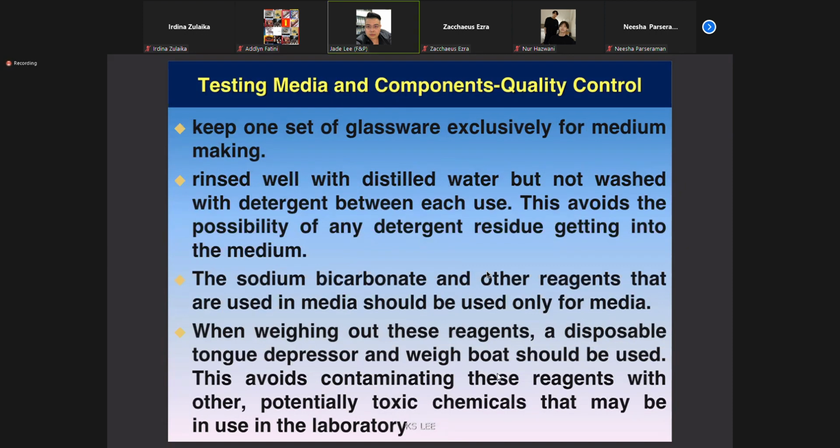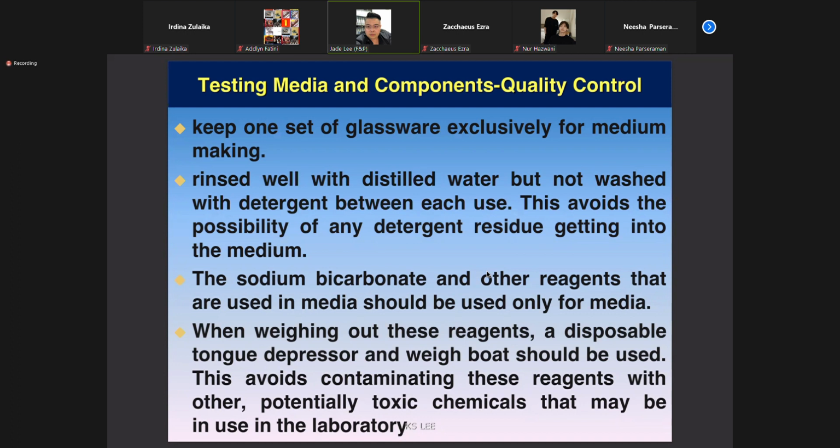So you always need to keep one set of glassware exclusively for media making. You need to rinse well with distilled water, but not wash with detergent, because detergents can stick on the wall of the glassware and be incorporated accidentally into the media, causing very severe effects on the cell. The sodium bicarbonate and other reagents used in the media should also be used only for the media. You don't mix them to prepare other solutions.